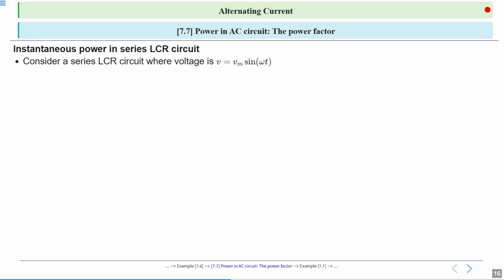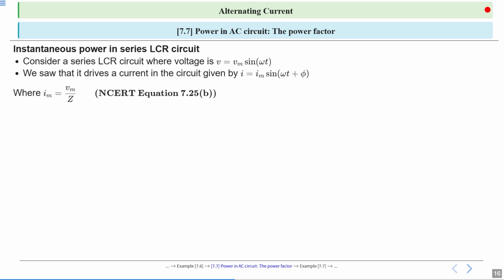So consider a series LCR circuit where the voltage is V equal to Vm sin omega t. We saw that it drives a current in the circuit given by I equal to Im sin(omega t plus phi). In yesterday's class we discussed LCR circuits. We have used the same voltage source for all the circuits, V equal to Vm sin omega t, and the current expression we derived for the LCR circuit was I equal to Im sin(omega t plus phi), where phi is the phase difference between voltage and current.